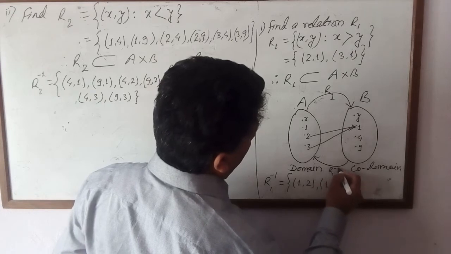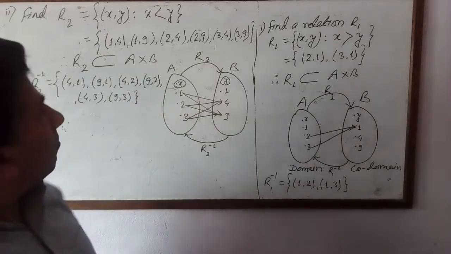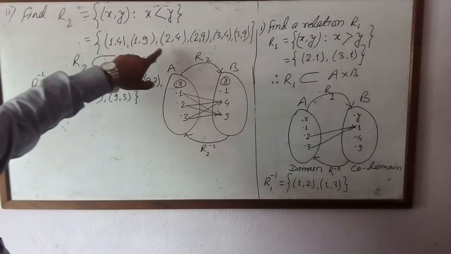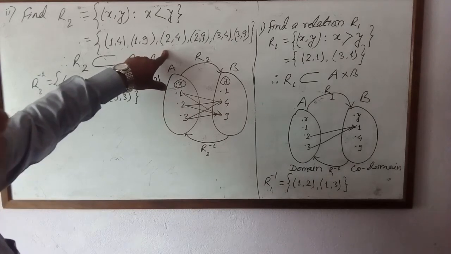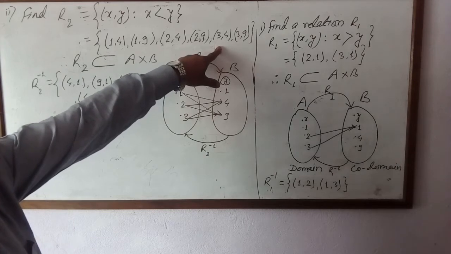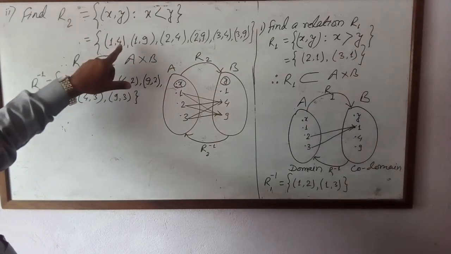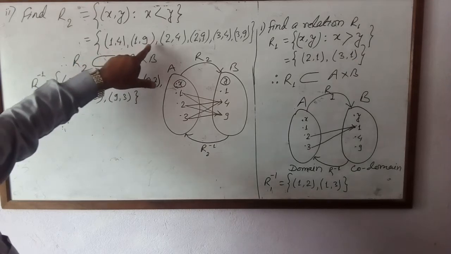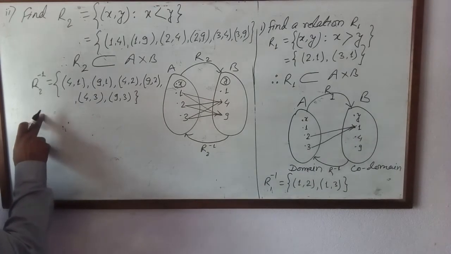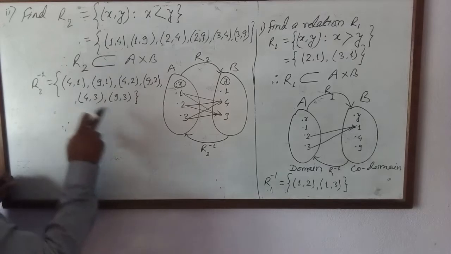Now in your question, this one is the R2 relation. Now what is the domain of R2? Domain of R2 you have to write 1, 2, 3. You cannot repeat. What is the image of R2? In relation R2, the image is 4, 9. And here it is just opposite. What is the domain of R2 inverse? Domain of R2 inverse means 4 and 9.